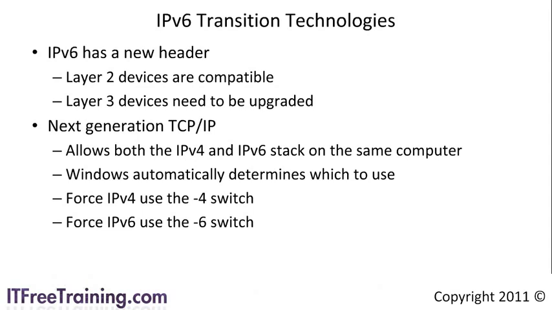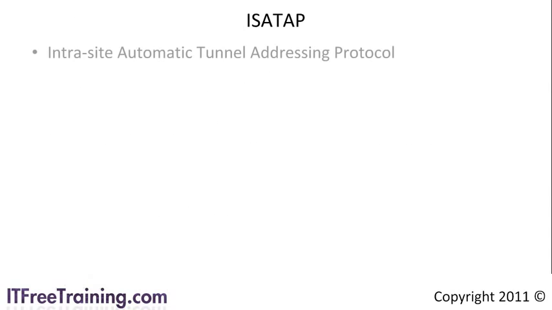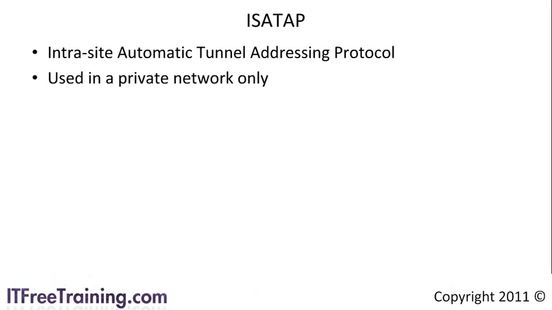Even with Next Generation TCP/IP, since the whole Internet is not yet IPv6 ready, you may have a situation in which you need to go over the IPv4 network to reach an IPv6 client, and this is where transition technologies come into play. ISATAP, or Intra-Site Automatic Tunnel Addressing Protocol, is enabled by default in Windows Server 2008. ISATAP is intended to be used in private networks only. It cannot be used on the Internet.